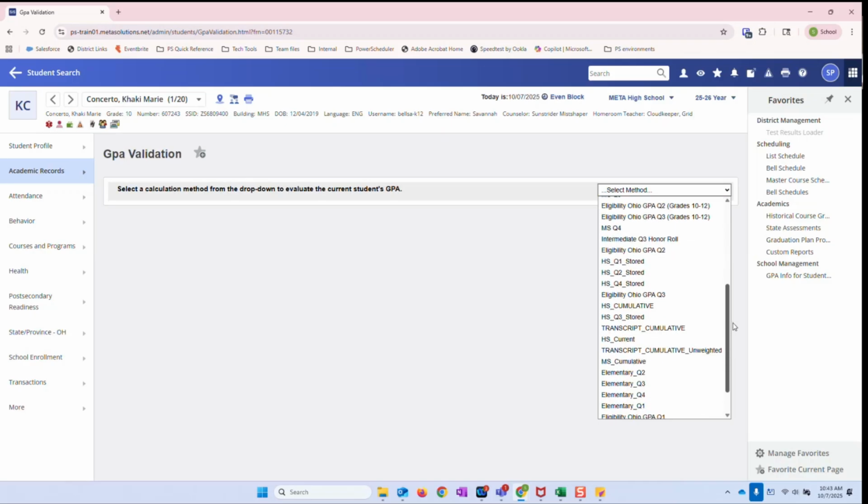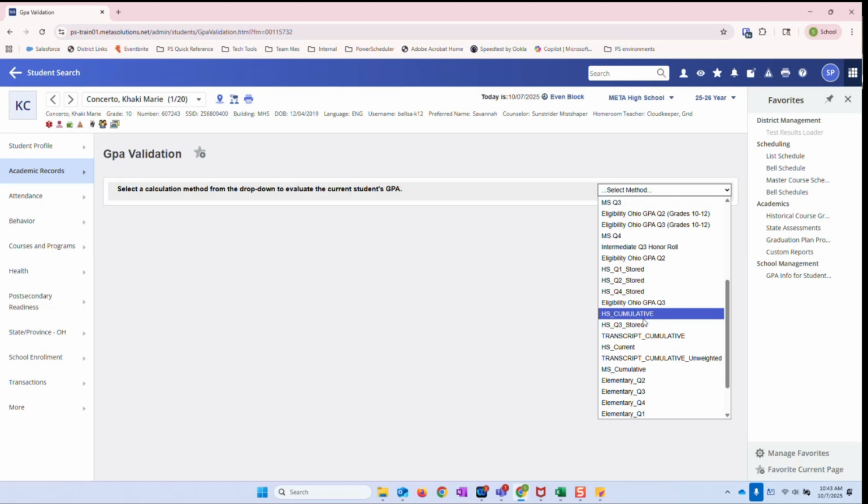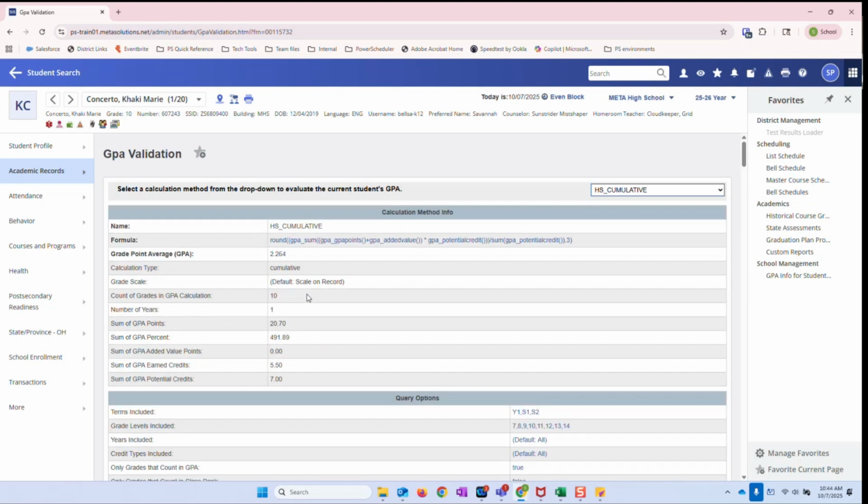So I'm going to go once again to the high school cumulative. That's the example we've been using a lot this hour. I'm going to show you through an example. Pulled straight from the district office level, we have the name and the formula and the grade point average, or GPA, that the student has earned based upon exactly how this is set up, and of course all the stored grades in their system. In this case, stored because it's a cumulative calculation type.